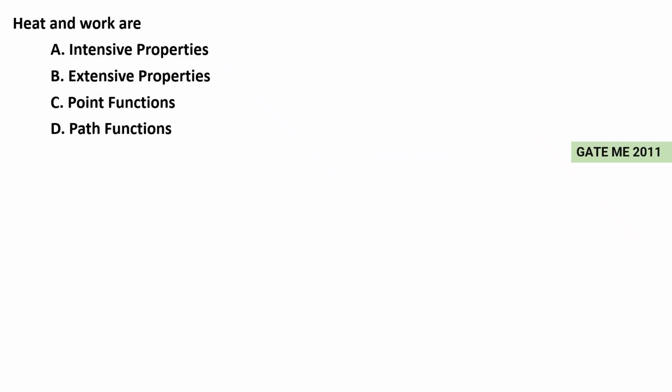So next problem: heat and work are option A, intensive properties; option B, extensive properties; option C, point functions; option D, path functions. In the previous lectures we discussed heat and work both are path functions. So option D is correct.